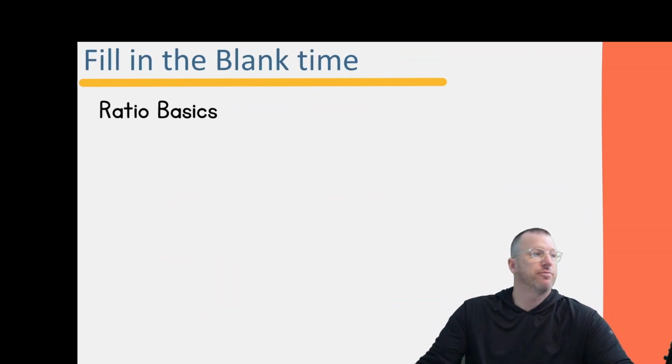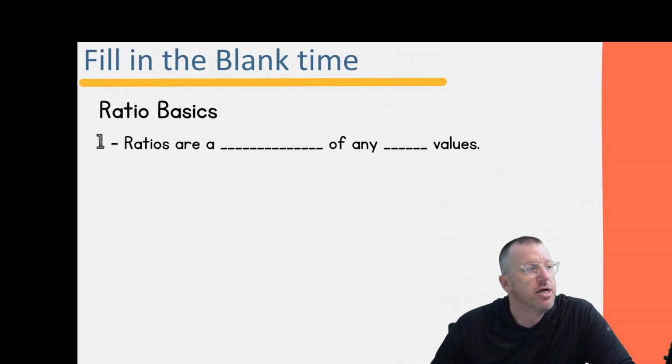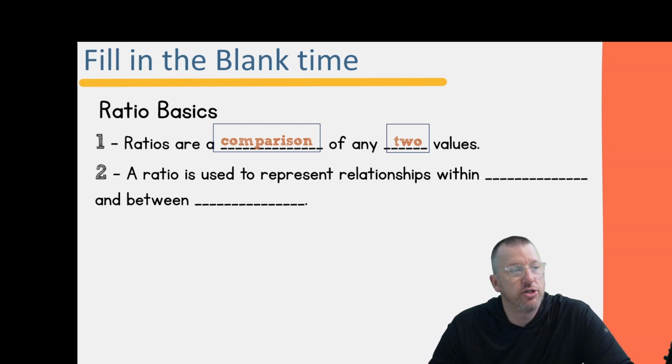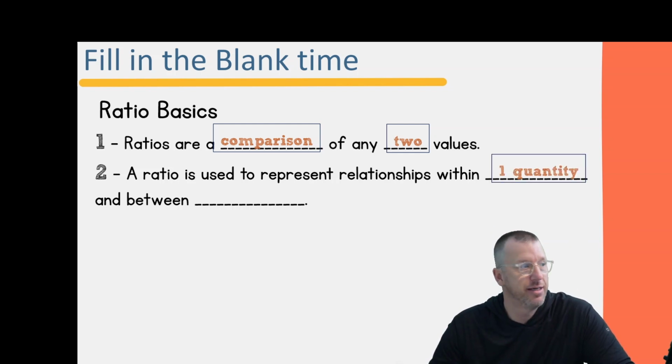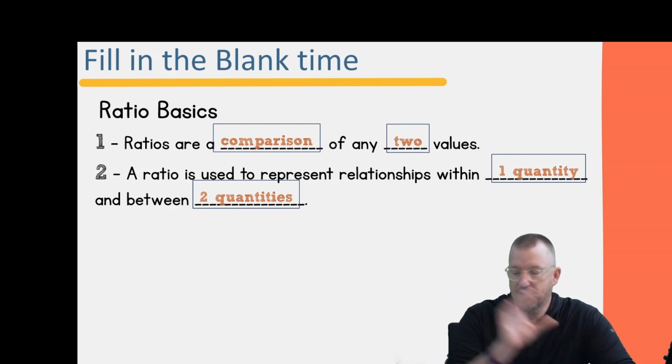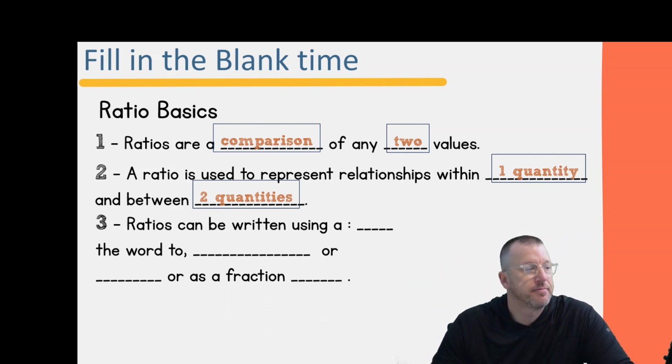All right, guys, some ratio basics. Let's fill in the blanks. Ratios are a comparison of any two values. Okay? So a ratio is used to represent relationships within and between. Within what? One quantity, and sometimes between two quantities, like the lizards and the balloon animals, or the gifts and the cards.